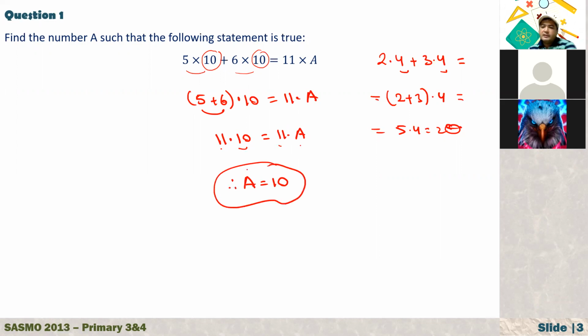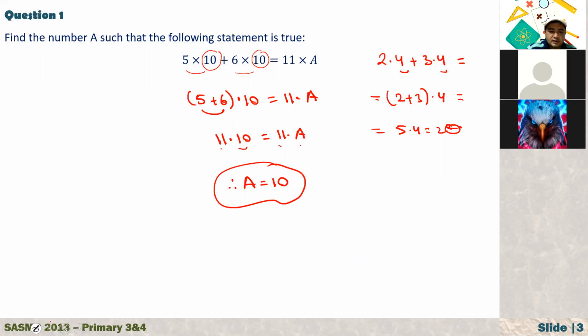Okay, Sadiq, are you ready? Yes, mister. But Mr. Kazim, the A I got is 20. If you got 20, then your answer is wrong. It is 10. How come it is 20?